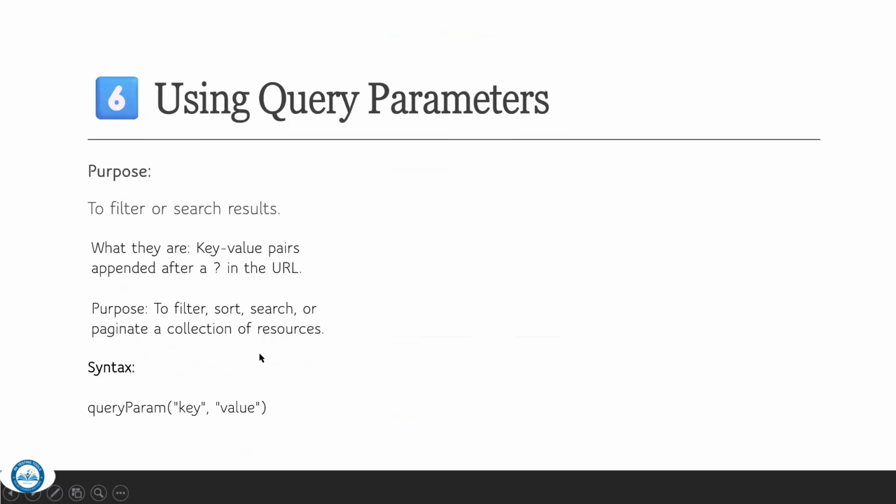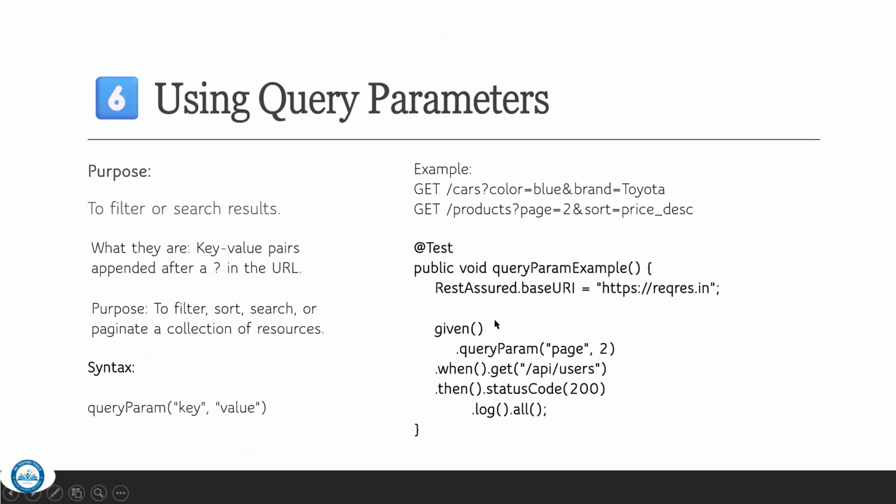This is what query parameter key and value look like. You see cars?color=blue&brand=Toyota. This is called filtering. And this is sorting: products?page=2&sort=price descending order. These are query parameters. So this is an example you can see.